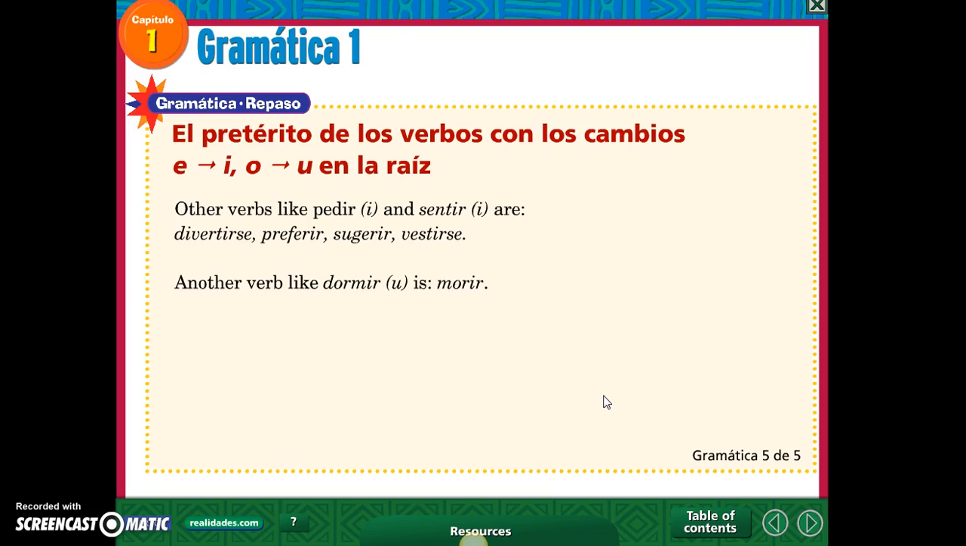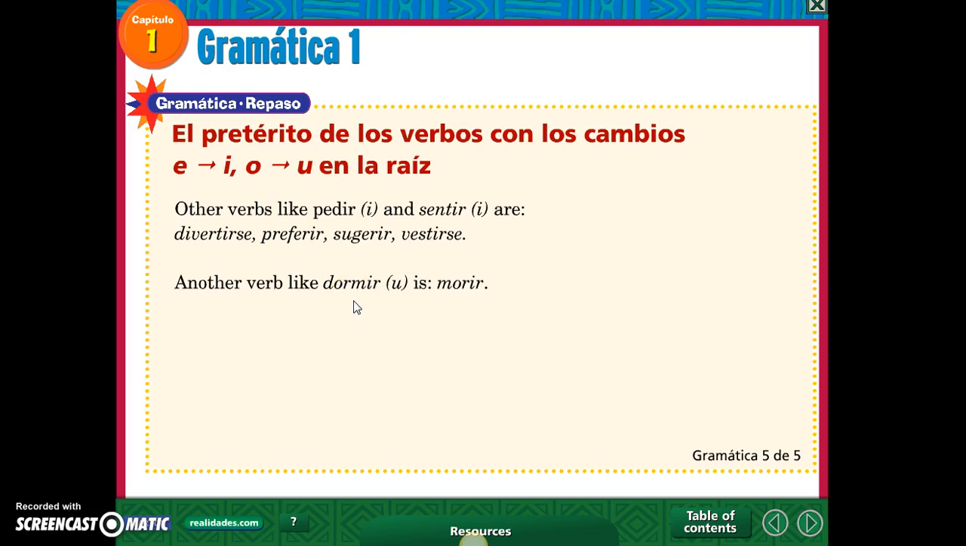Then this grammar section on page 33 tells us that there are other verbs that follow the same pattern. For example, divertirse, preferir, sugerir, and vestirse. And the verb morir follows the same pattern as dormir.